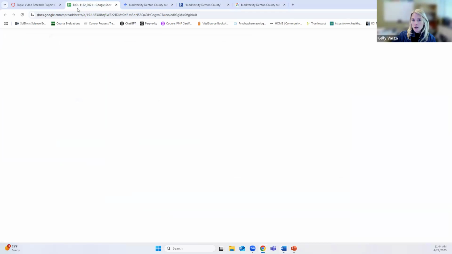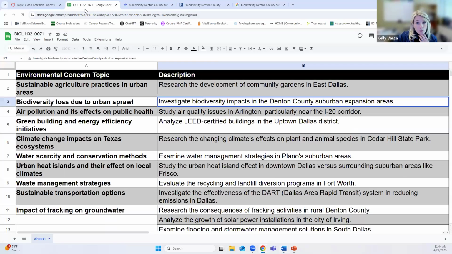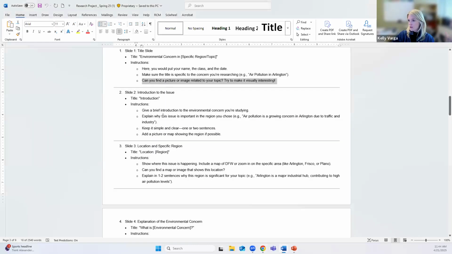So even if I go back here, really what slide number 2 is, you're introducing that high-level bucket of what your concern is, right? Biodiversity loss due to urban sprawl. You're telling me about it. How does urban sprawl affect biodiversity? Why does it affect biodiversity? Again, coming back here, give me a brief introduction, explain why the issue is important, and keep it simple and clear.